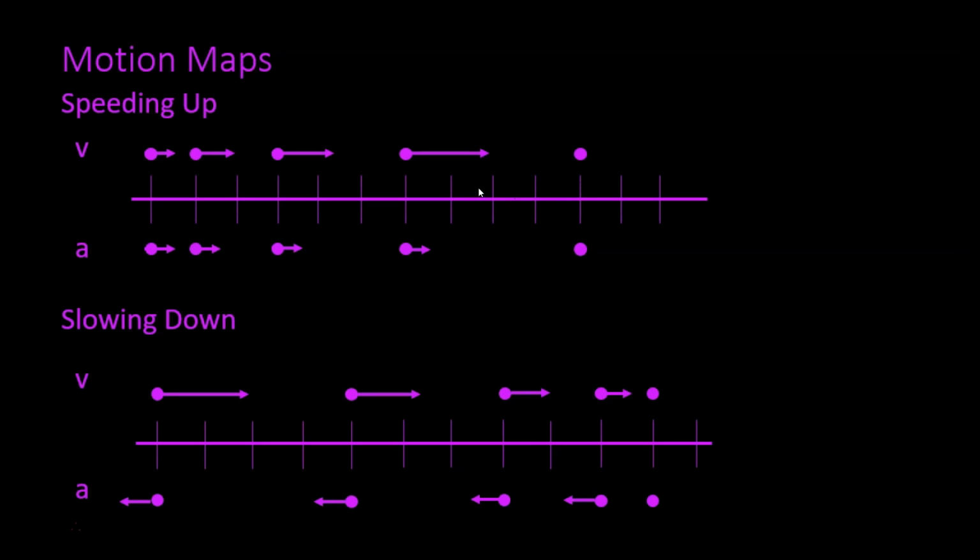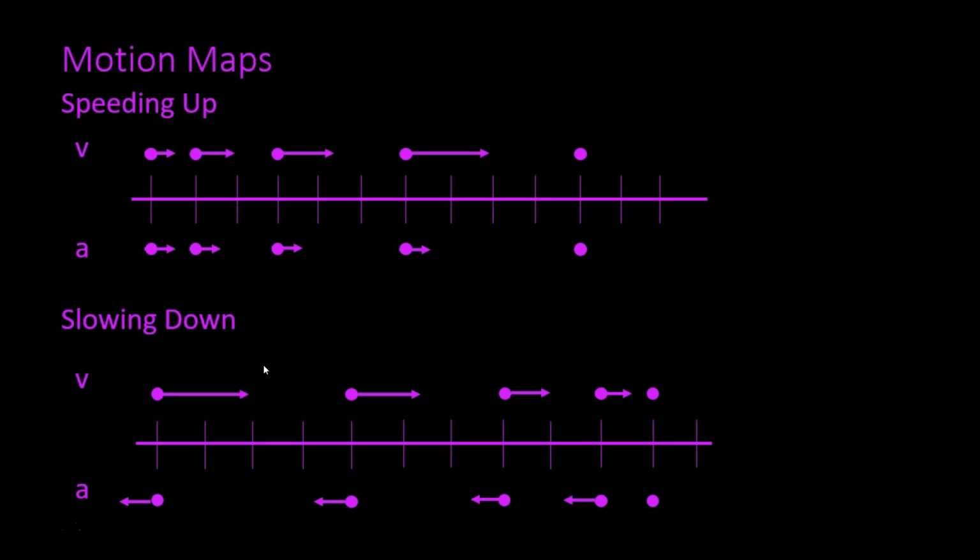And our velocity arrows also have to get longer, because again, we'll draw the velocity arrows halfway between the dots. So the velocity arrows getting longer and longer indicates the object is speeding up, as well as the fact that the spacing of the dots gets larger and larger as time goes on. Those two things indicate an object that's speeding up.